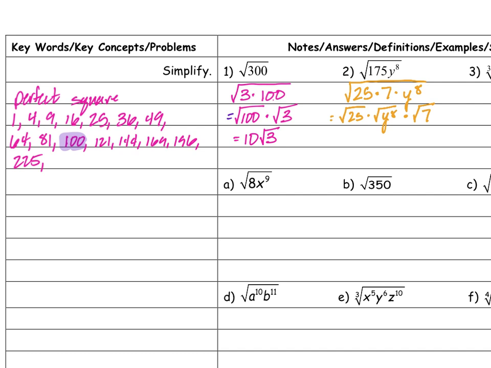That means when I bring it out, the square root of y to the 8th is y to the 4th. So the square root of 25 is 5. The square root of y to the 8th is y to the 4th. And then the square root of 7, because 1 times 7 is 7, so you can't do anything with that. Okay. Are you okay with that?